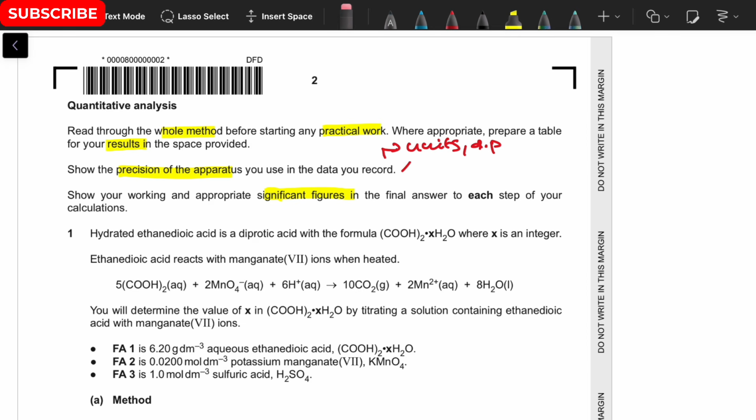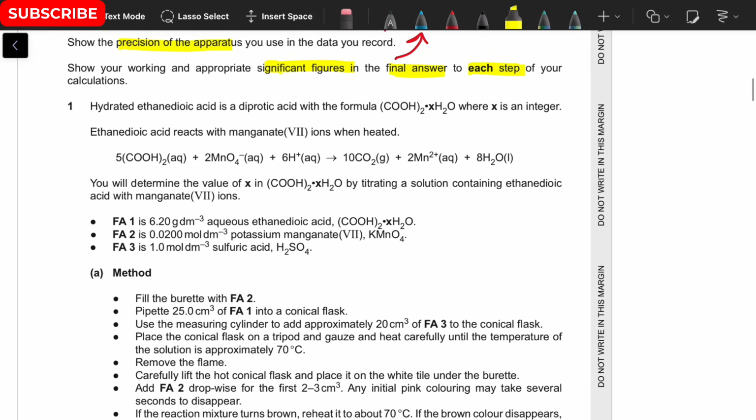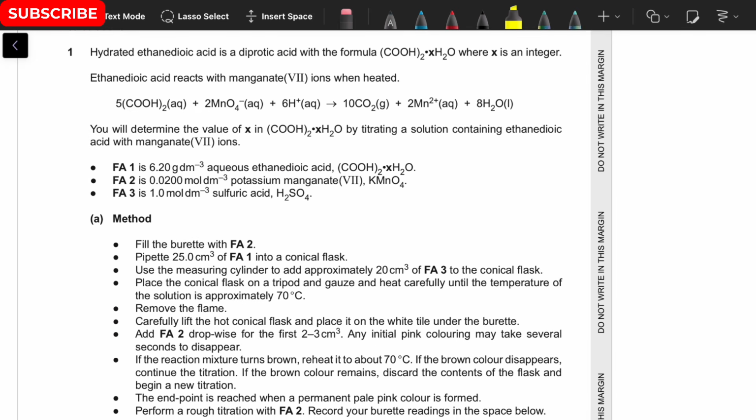Again, just to show or contributes to the precision in the final answer to each step of your calculations. The final answer. It says here that hydrated ethanoic acid is a diprotic acid. So basically it has two functional groups, two carboxylic acid functional groups, and it's given the following formula where X is an integer.